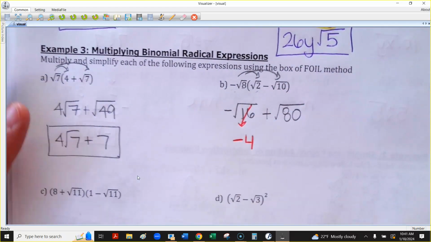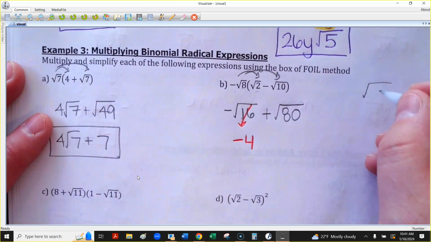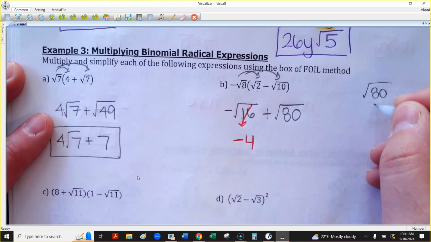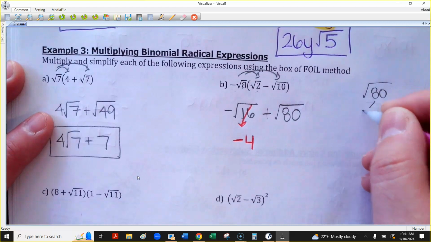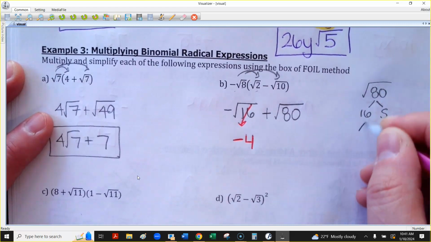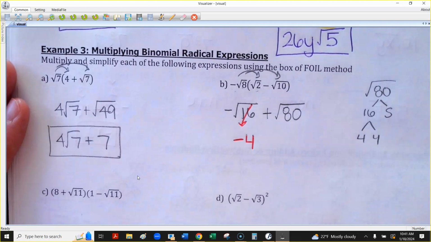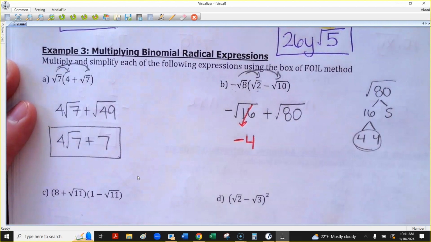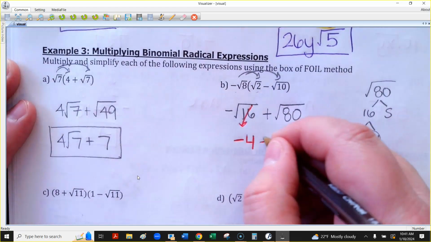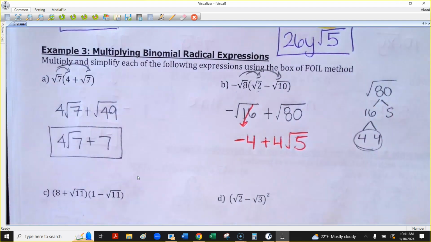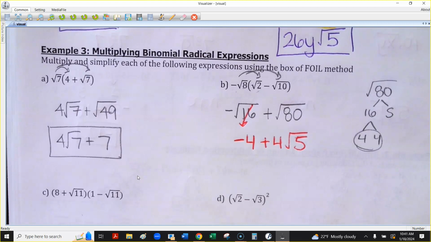Now with the 80, if you guys are more into the factor tree, I can do the 80 under the factor tree too. I would do 16 times 5, and then you got 4 times 4. So your pair of 4s, so that would simplify to be 4 roots of 5. And then for that problem, you can't go any farther than that. I can't add the plain number negative 4 to 4 roots of 5, so we would just have 2 separate terms.